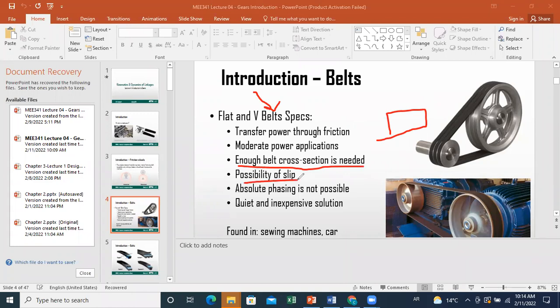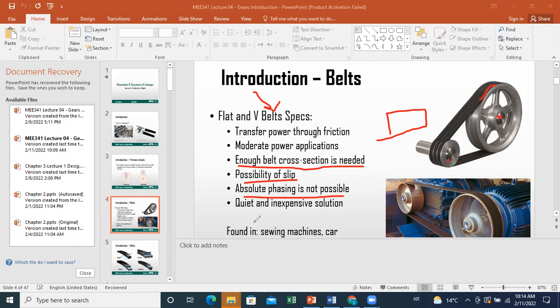So you can have slipping between the rotating parts and the belt. This is why you cannot allow absolute phasing. What we mean by absolute phasing is that you can control perfectly, instantaneously, the rotation of the two parts. This is not possible with such a system.